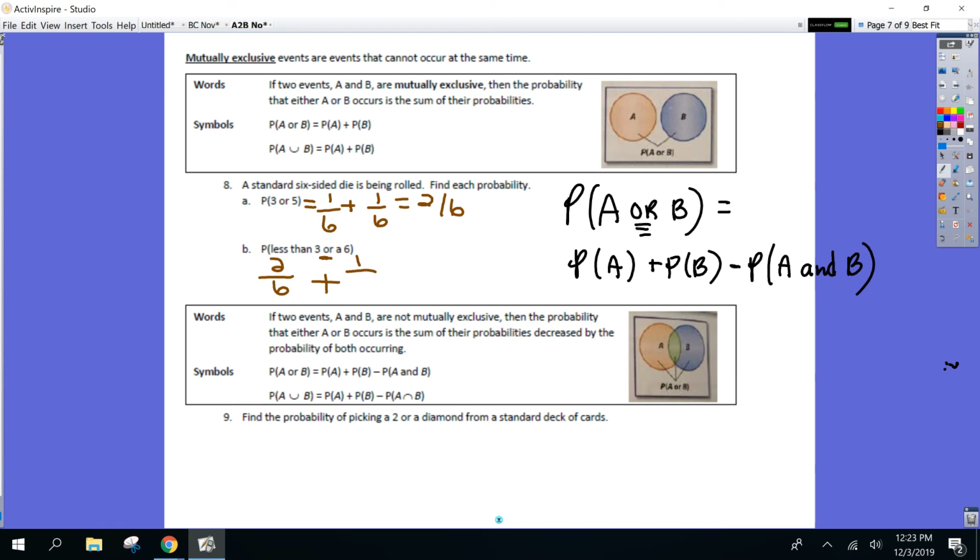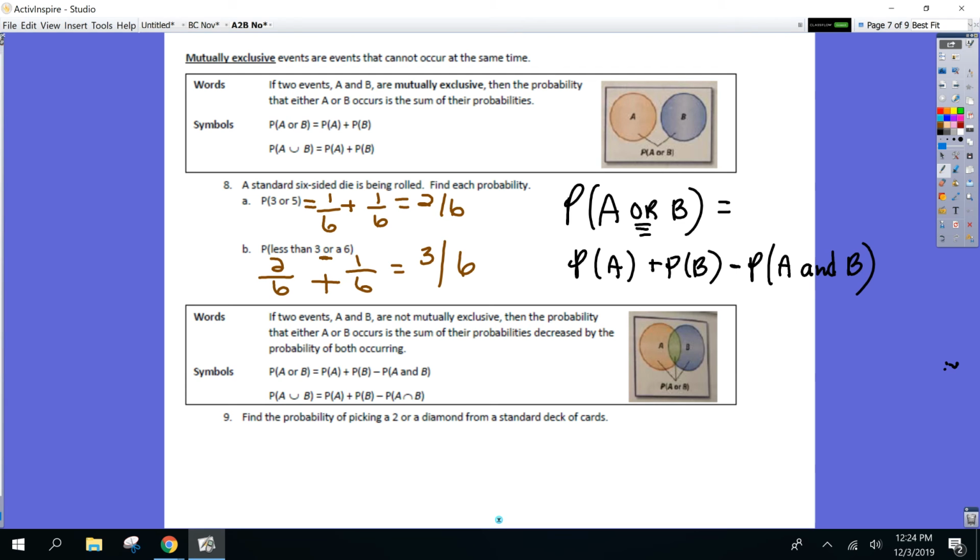Because it's an or, is there a chance I can do both on the same roll? Can I get less than a 3 or a 6 on the same roll? Nope. So there's nothing to subtract. What's your probability? 3 out of 6.